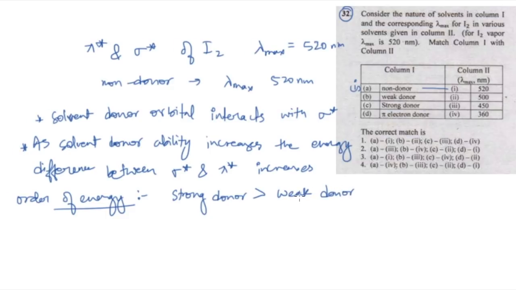Remember, these strong and weak donors generally interact with the sigma star orbital. That's why it is. And then comes your pi electron donor. Pi electron donors will come in the least position. So this is the order of energy.